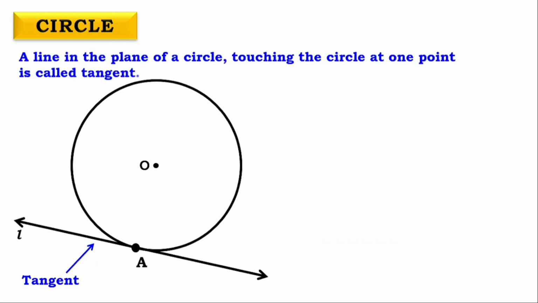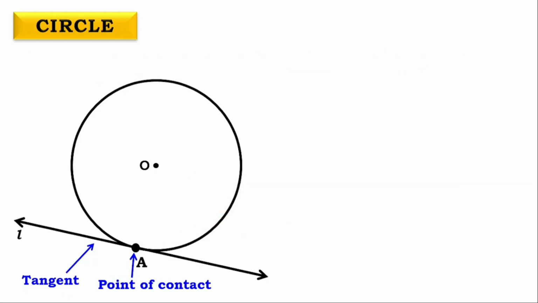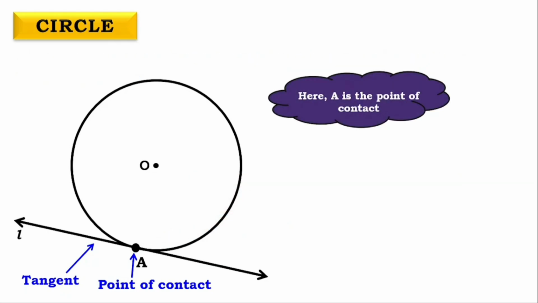Now let us define a tangent. A line in a plane of a circle touching the circle at one point is called a tangent. So a tangent is a line passing outside the circle and touching the circle at only one point. You all can see this over here in this figure. The point where the line touches the circle is called the point of contact. So this point A is called what? The point of contact. Moving forward. Here A is the point of contact.